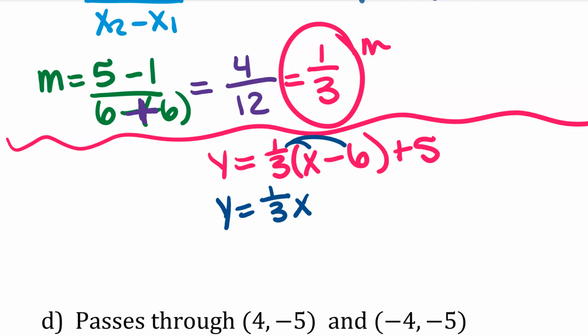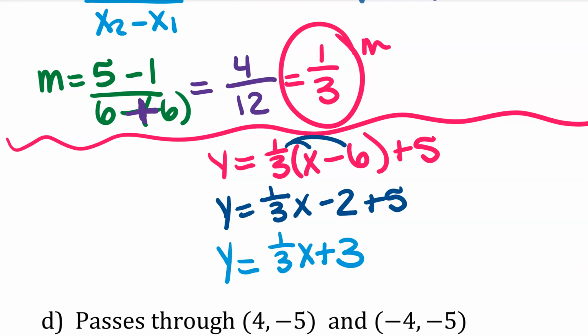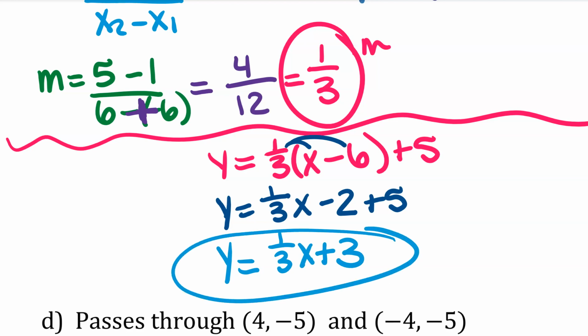But when you do 1 over 3 times -6, it's just like dividing by 3. So -6 divided by 3 is -2, plus 5. And you can always check that in your calculator if you're not sure. y equals 1 over 3x, and then -2 plus 5 is positive 3. And that's my final answer on that one.